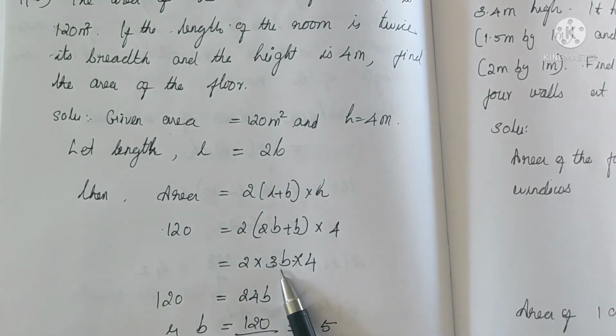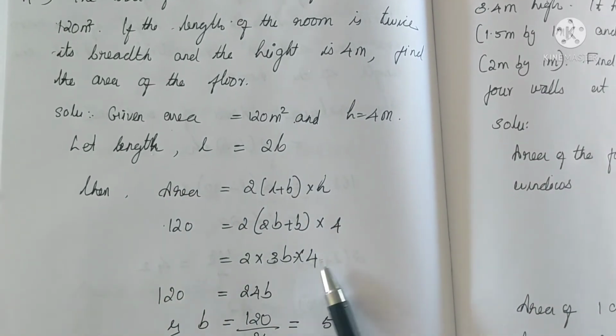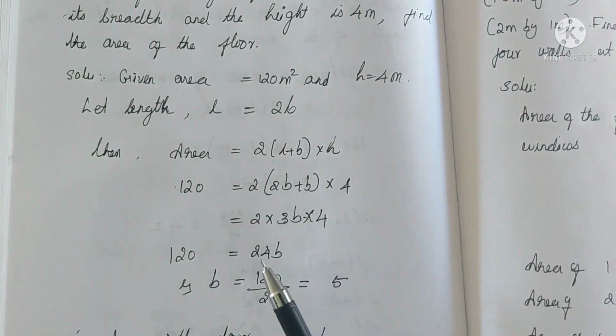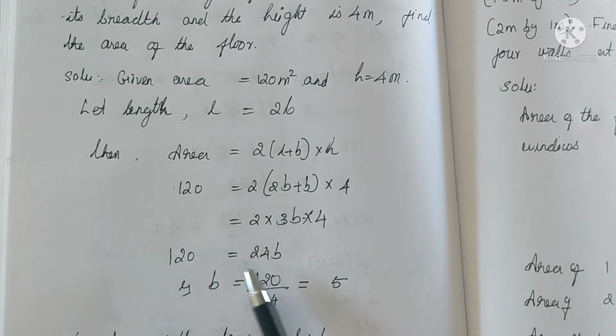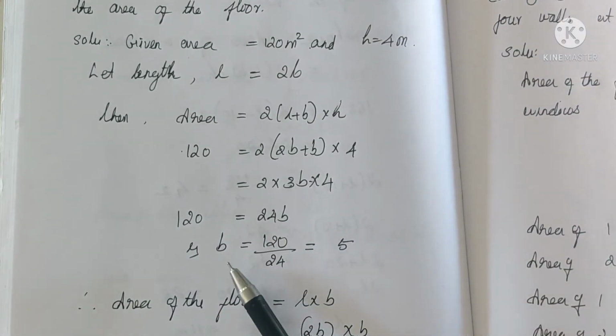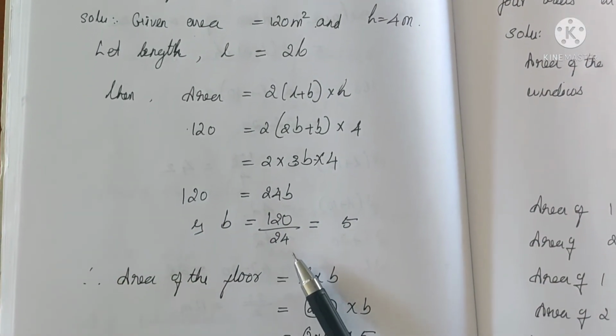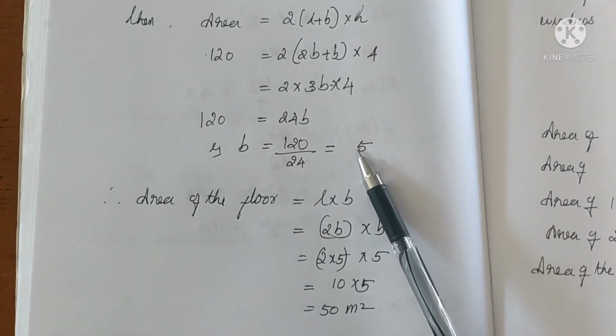2B plus B become 3B. So 2 into 3B into 4. We can multiply these values. 2 into 3 is 6. 6 4s are 24. So 120 is equal to 24B. Or B is equal to 120 by 24 which is equal to 5.